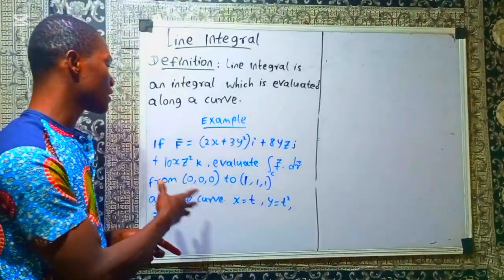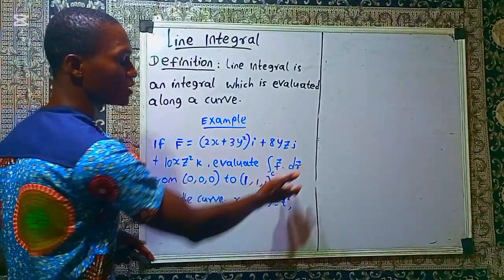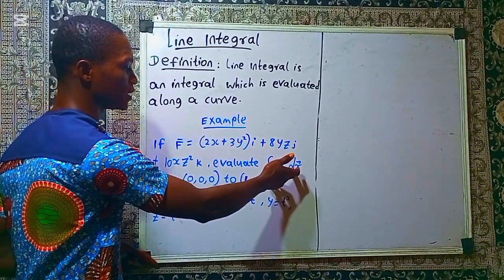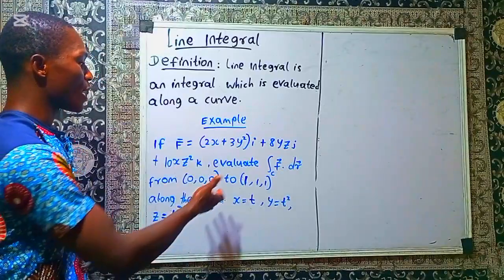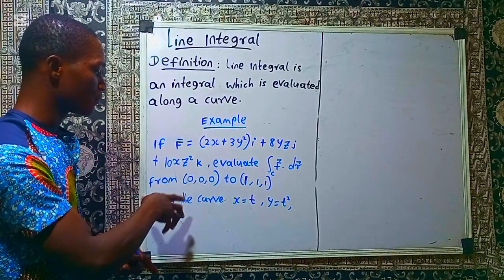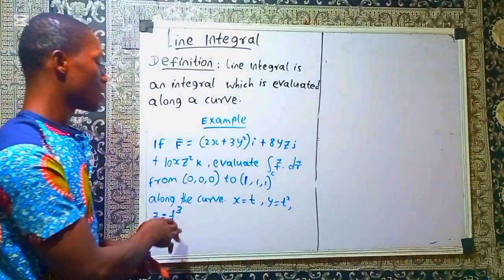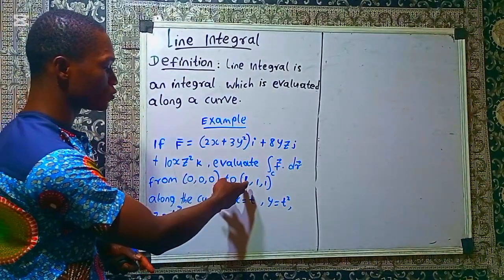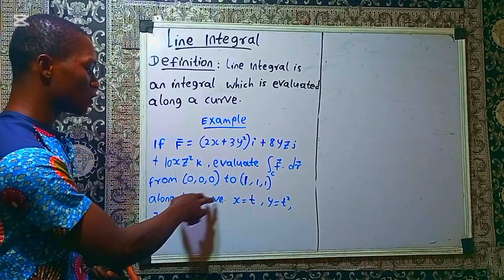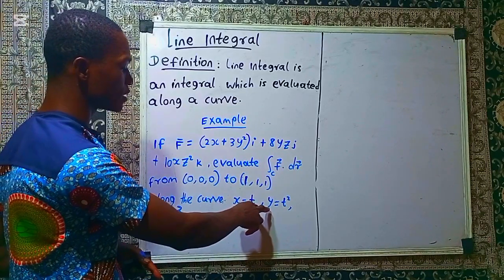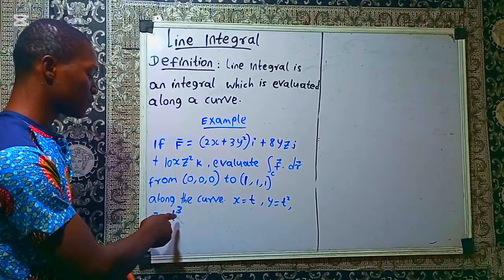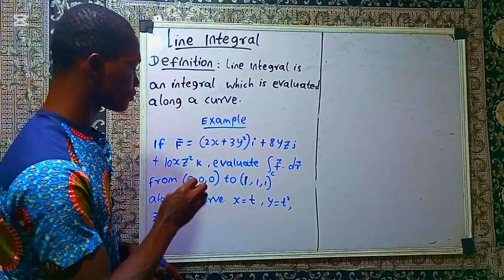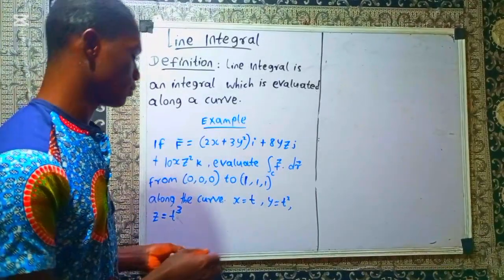In this question, they asked us to evaluate this given line integral, integral over c of f bar dot dr. Our f is this vector given. We are evaluating this line integral from the point 0, 0, 0 to 1, 1, 1 along the curve x is equals to t, y is equals to t squared, and z is equals to t raised to power 3. So with this we can proceed to solving the problem.